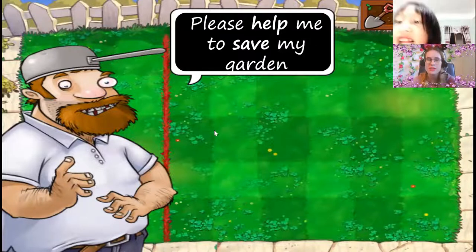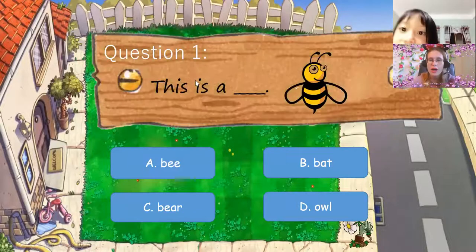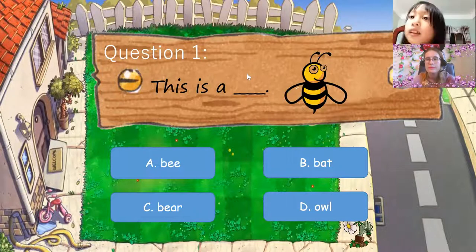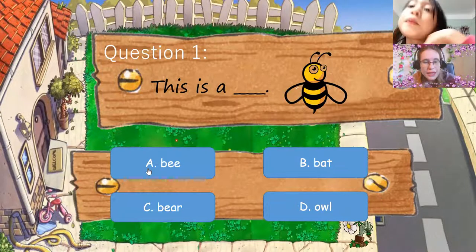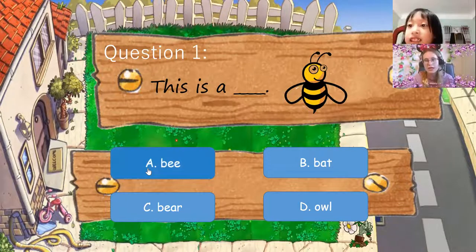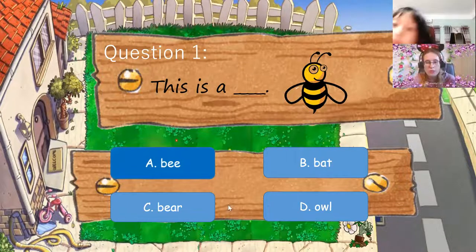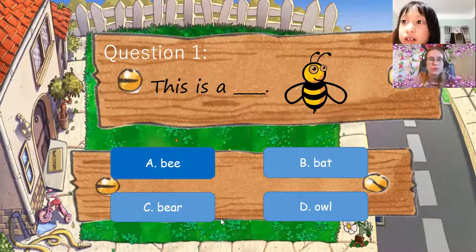All right, mister. Question one. This is a bee. That is correct. Good job. 1 point for you. Good work. All right. Points, points, points. Good work. So 1 star.